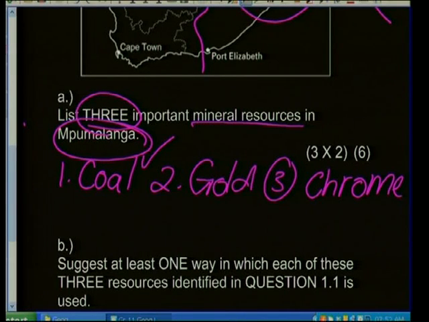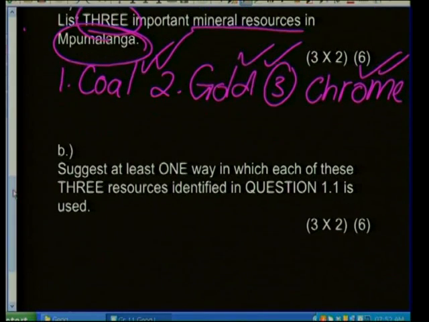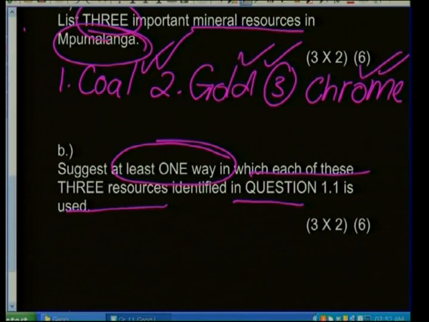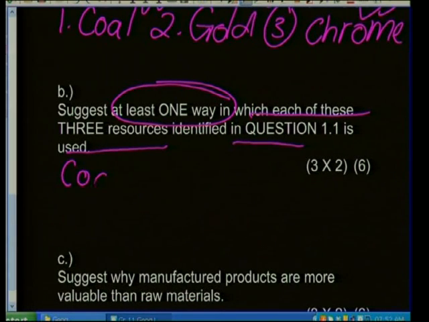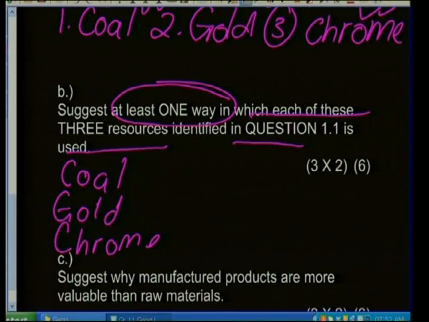And that would afford you the full 6 marks. Let's look at the next question. Suggest at least one way in which each of these 3 resources identified in question 1.1 is used. We've identified coal, gold, as well as chrome. What are the uses of these minerals?